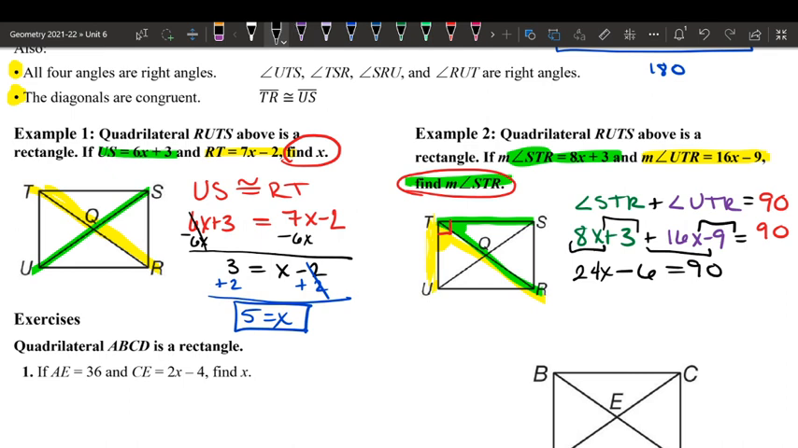And now I'm going to start solving. So add 6, work on getting x by itself. And 24x equals 96. Then I divide it by 24. And x equals 4.